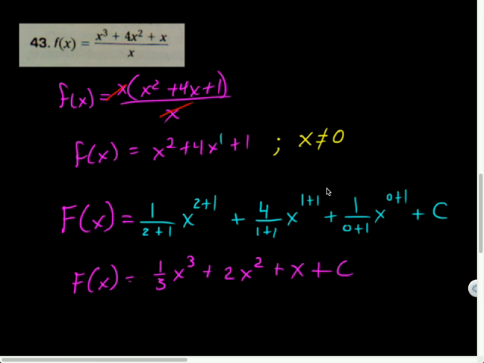But anyways, I think that covers most everything about our derivatives, antiderivatives. Derivative represents slope, blah, blah, blah.